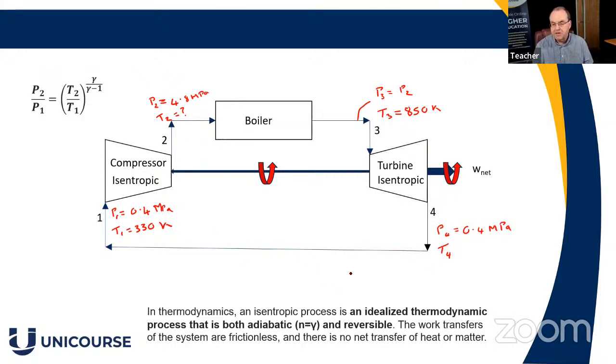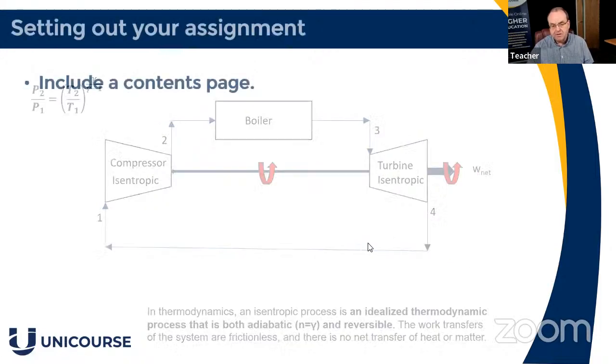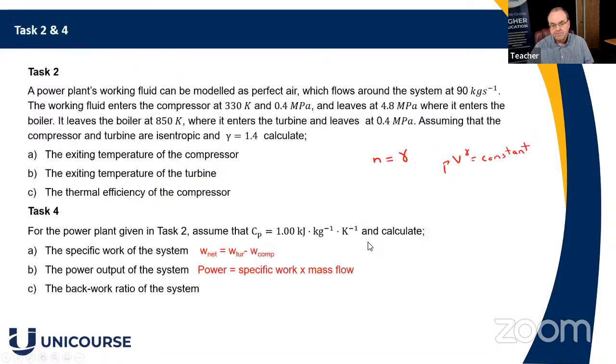Now, we don't know what happens in between T4 and back to T1. So there may be a change in temperature. There's some sort of heat exchangers in there. We don't know, but don't be concerned about that at the moment. So that's going to answer part A and part B. For part C, I think you need to have a look through the example in the notes and work out the thermal efficiency of the compressor.